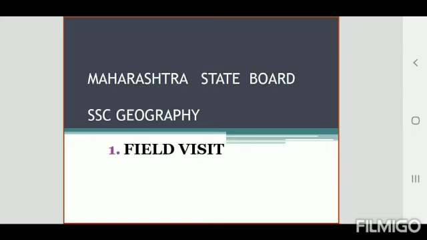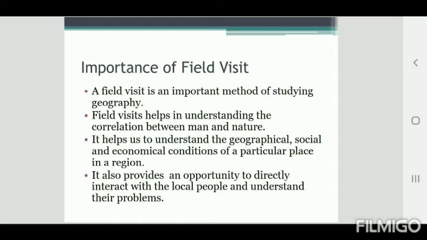Before this, let's see what is the importance of field visit. A field visit is an important method of studying geography. It helps us in understanding the correlation between man and nature. For example, a man who is living in Uttarakhand will have to wear double or triple layer clothes. But the person who lives on plain or plateau areas will wear simple, plain clothes.